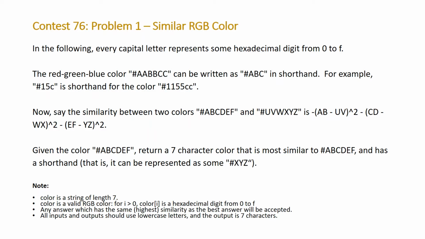Given the color #ABCDEF, return a 7-character color that is most similar to #ABCDEF and has a shorthand. That is, it can be represented as some #XYZ. Note that for each color, it's a string of length 7, and a color is a valid RGB color if for i greater than 0, color[i] is a hexadecimal digit from 0 to F. The last two aren't too big a deal, other than that all of the inputs and outputs should be lowercase. So let's take a look at some examples and see if we can understand this a bit more.